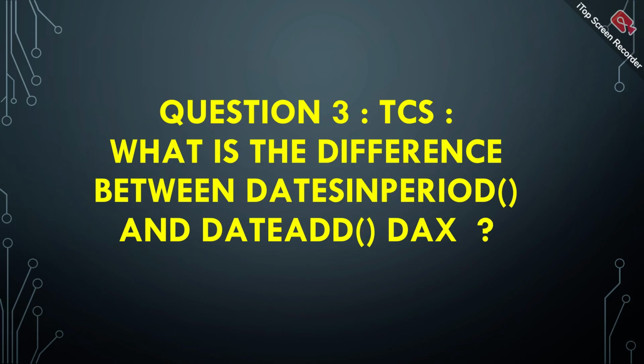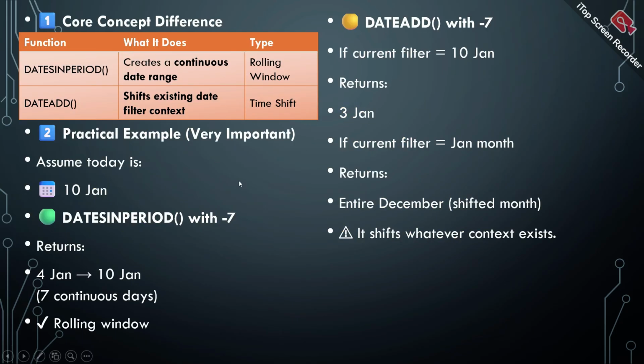So just look here. DATESINPERIOD is used when you have to do a rolling window, meaning rolling calculation. It gives a continuous date range. This is the important one: it generates or creates a continuous date range, and is used when you have to do a rolling calculation, for example a rolling sum or rolling average. At that time you will use it.